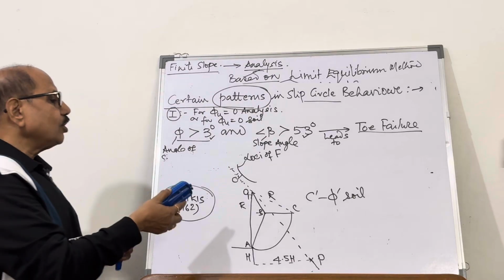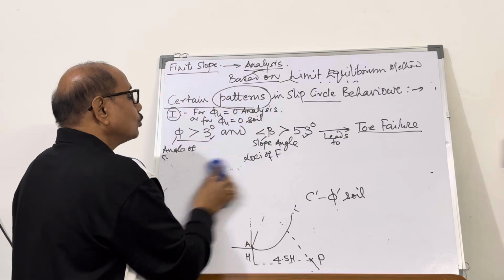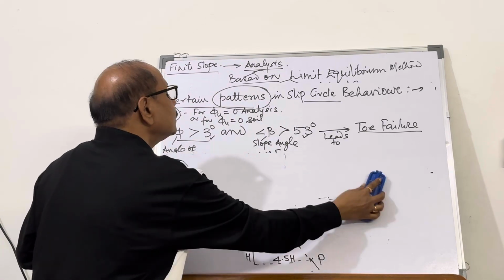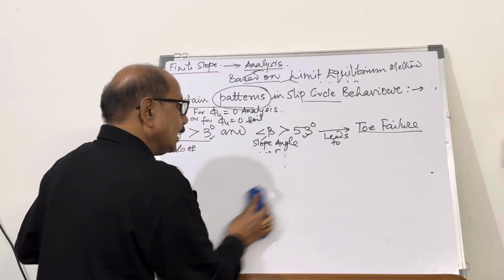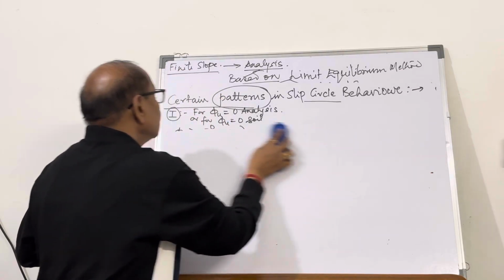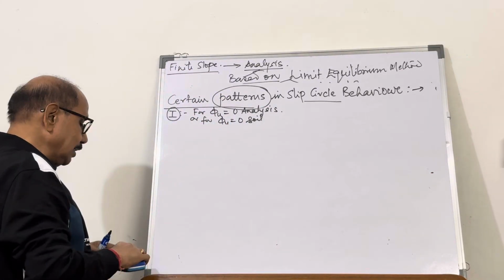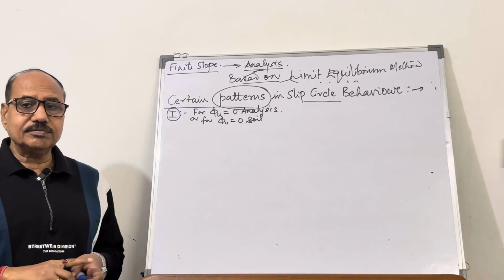It was an extension of Fellenius' work. So, for toe failure, for a steep slope, and then also for phi u equal to 0 soil and C phi soil, the method has been given.